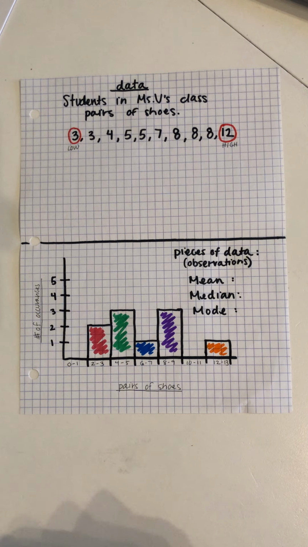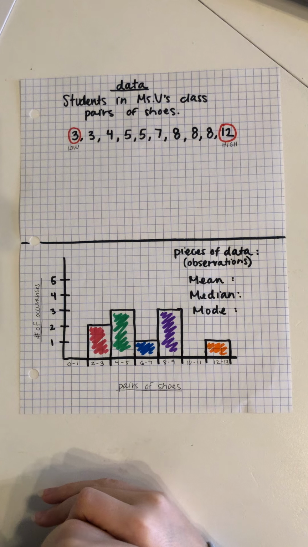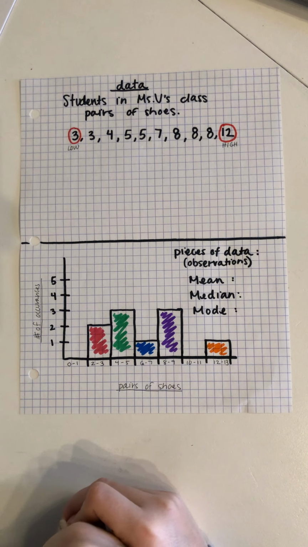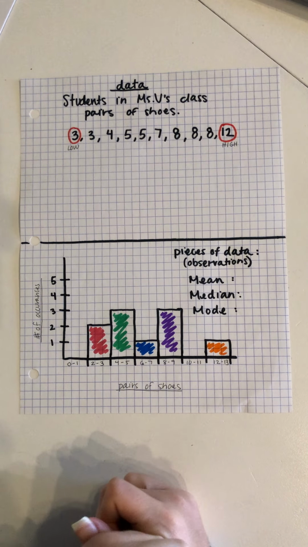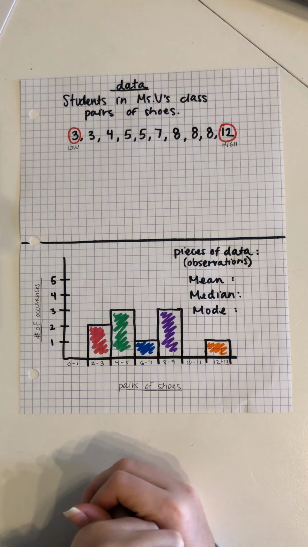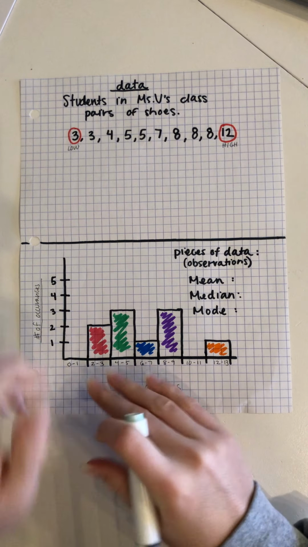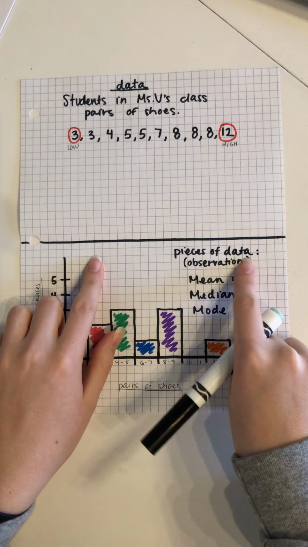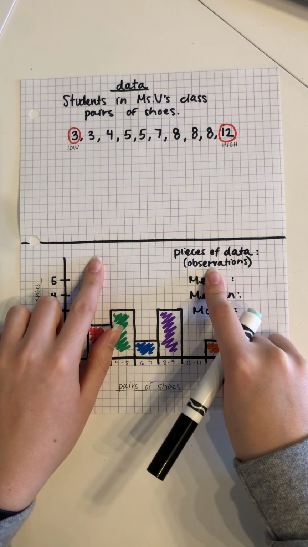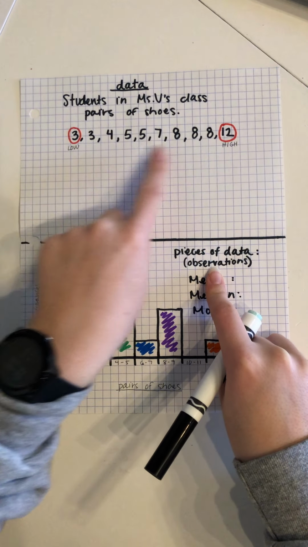All right, we are back with another example. For this one, our data comes from the students of Miss Feast's class, and they are answering the question, how many pairs of shoes did they have? There's not quite as many people that she took data from. We can count our pieces of data, also known as our observations, which could be, in this case, the number of students or the number of pieces of data that we have.